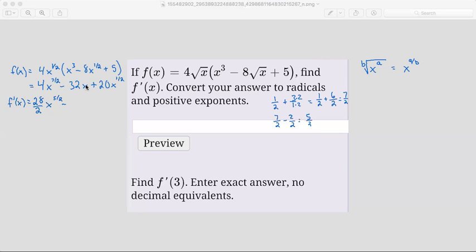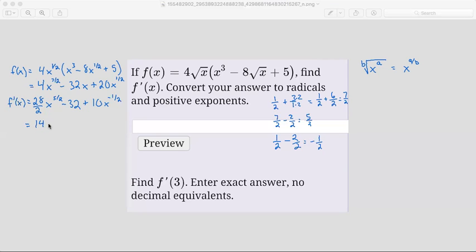Minus, we have the 32x to the power of 1, so using the power rule, this just goes to 32. And then plus 20 times 1/2 is 10x to the power of 1/2 minus 1, which is 1/2 minus 2/2, which is equal to negative 1/2. Okay, so now we can simplify, 28 over 2 is 14.